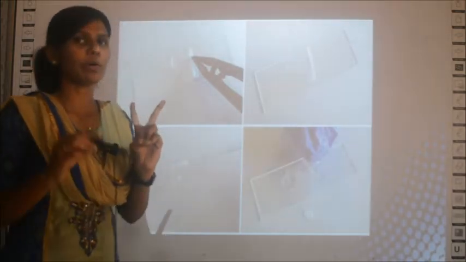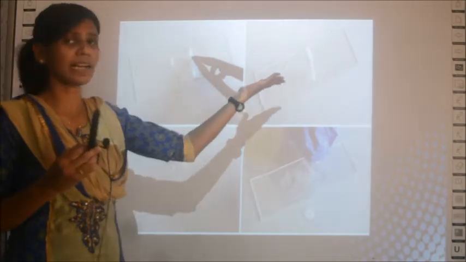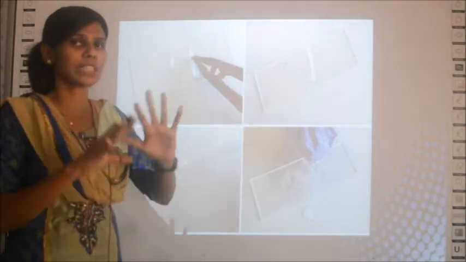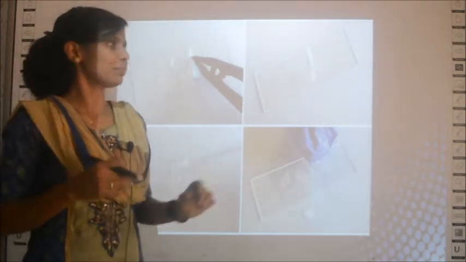What all I told you? Number 1 is saffron solution, because it is colorless. See, if you look like this, you can't see anything under the microscope; it will just appear like some white paper.